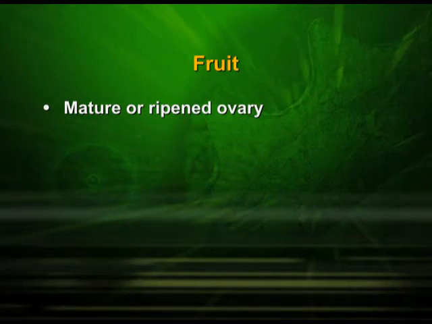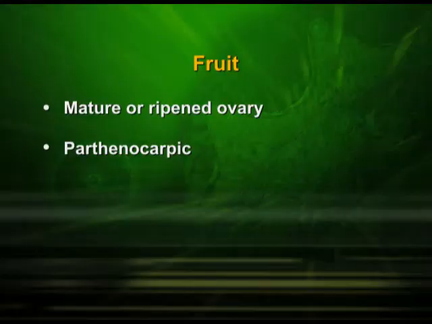In this episode, we will be discussing the fruit, the seed and the difference between the dicotyledonous seed and the monocotyledonous seed. Also the floral formula and floral diagram. Fruit. The ovary gets matured into a fruit. So, a fruit is a mature or ripened ovary.